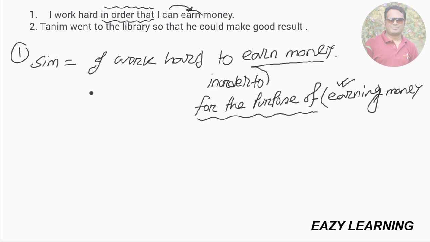But when you use "to" or "in order to," you need not write verb-ing after the verb, because after "to" you cannot change the verb form. So this is the difference. So which one is easy for you? You have to take the decision.